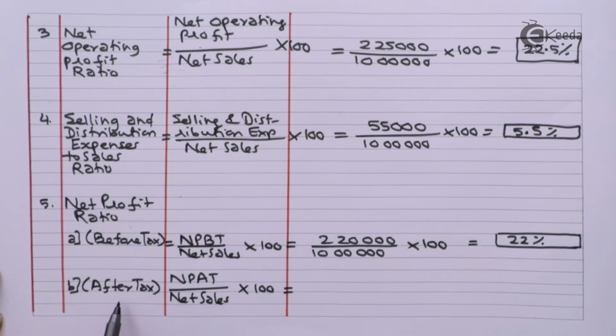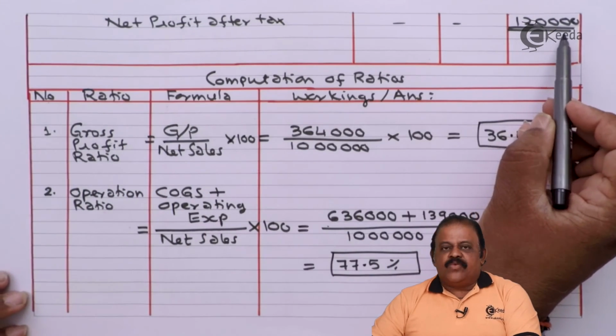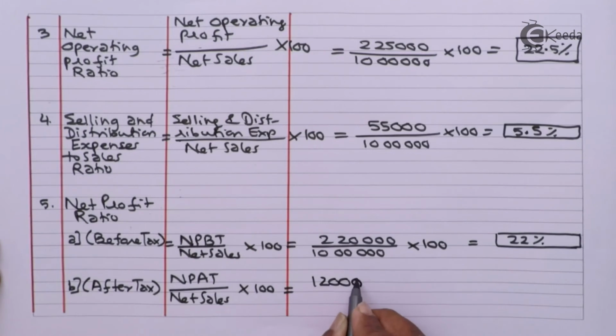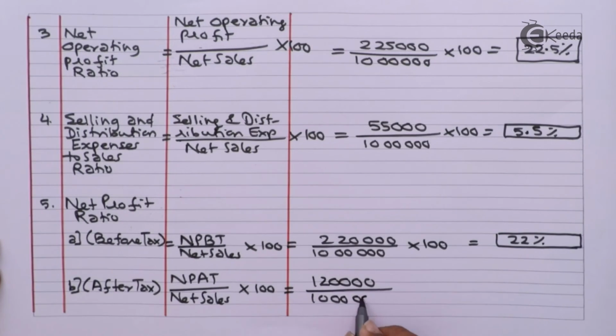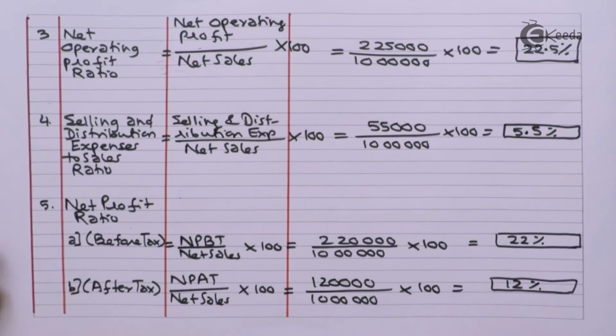Net profit after tax ratio: net profit after tax divided by net sales multiplied by 100. Net profit after tax 1,20,000. Net profit after tax ratio is 12%. We have calculated the required ratios asked in the question. Also, we have arranged the details given in vertical format.